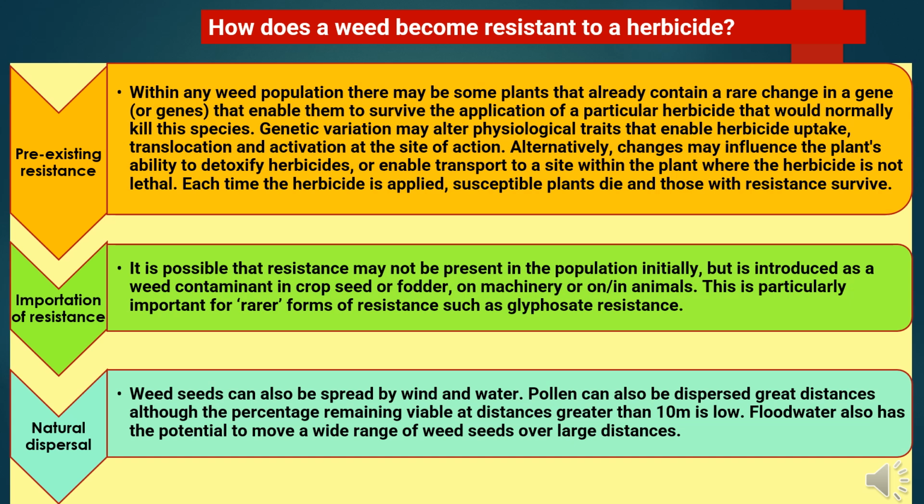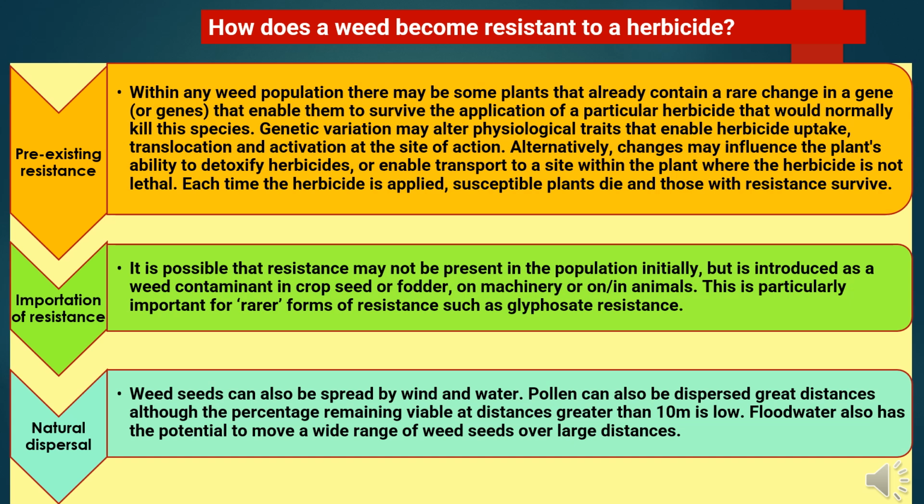Here to study how does a weed become resistant to a herbicide. There are three major ways in which resistance may arise within a weed population. First one is pre-existing resistance. Within any weed population, there may be some plants that already contain a rare change in a gene or genes that enable them to survive the application of a particular herbicide that would normally kill this species. Genetic variation may alter physiological traits that enable herbicide uptake, translocation and activation at the site of action. Alternatively, changes may influence the plant's ability to detoxify herbicides or enable transport to a site within the plant where the herbicide is not lethal. Each time the herbicide is applied, susceptible plants die and those with resistance will survive.